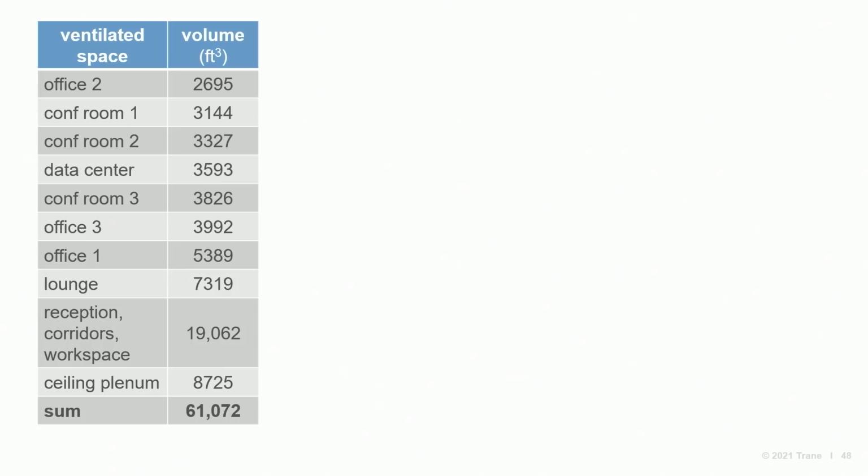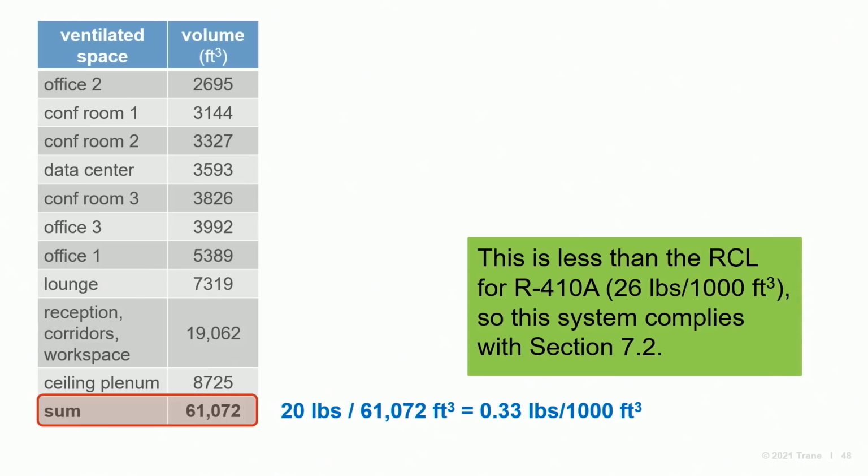61,072 cubic feet. Next, when two circuits serve the same space, only the charge of the largest circuit is used in the RCL calculation. For this system, that's 20 pounds. If the 20 pounds is completely discharged, the resulting concentration would be 0.33. This is well below the maximum RCL and absolutely complies with Standard 15. This is also very typical of package systems.